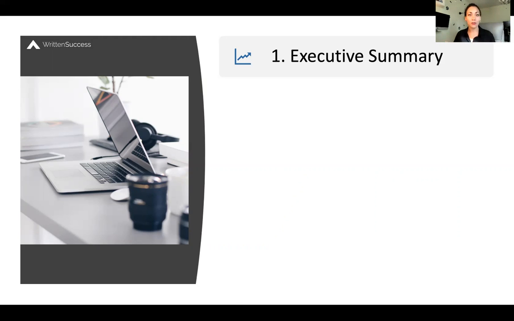And you've probably heard from other people, write the executive summary section last. I definitely stand by that advice. It's going to help you not get stuck, because it should just be a regurgitation of other parts of your business plan, just kind of summarized in that one page.